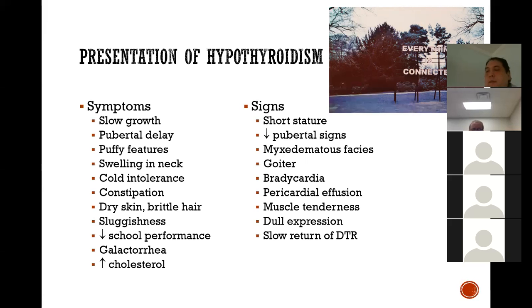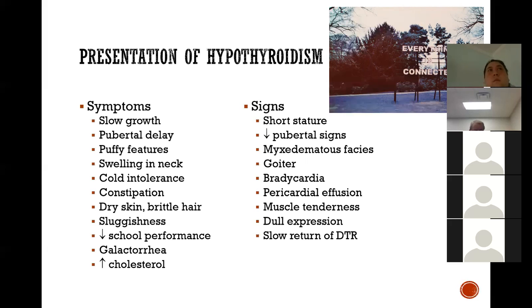Other symptoms which are more common in adults but can happen in kids are cold intolerance. Constipation is a hard one because so many kids have that, so it overlaps. Certainly dry skin or brittle hair. And then I get this report often: you've got an A student that's suddenly becoming a C student in terms of school performance.